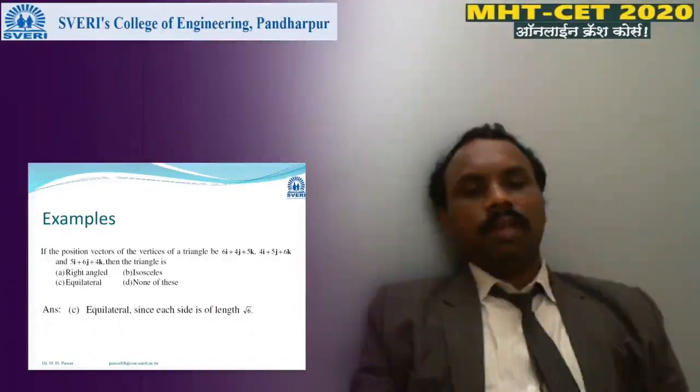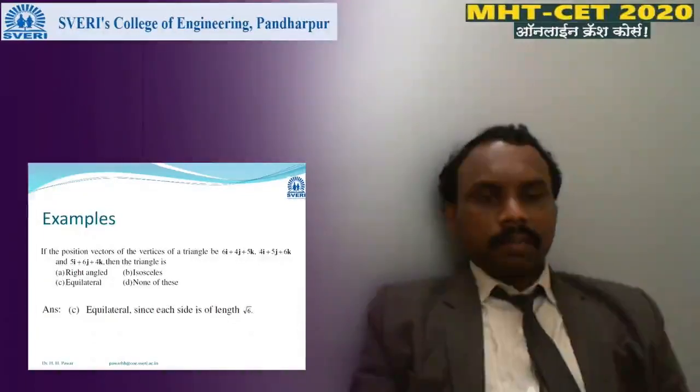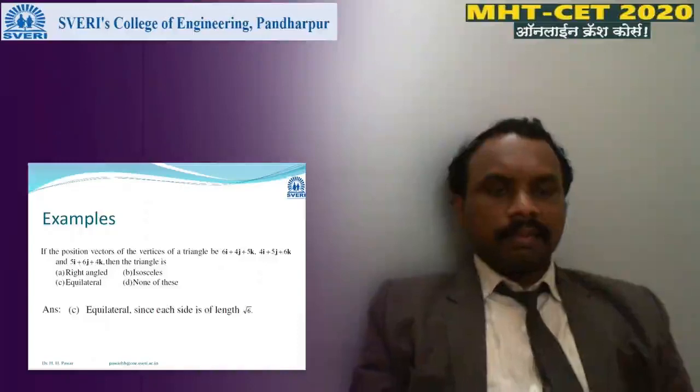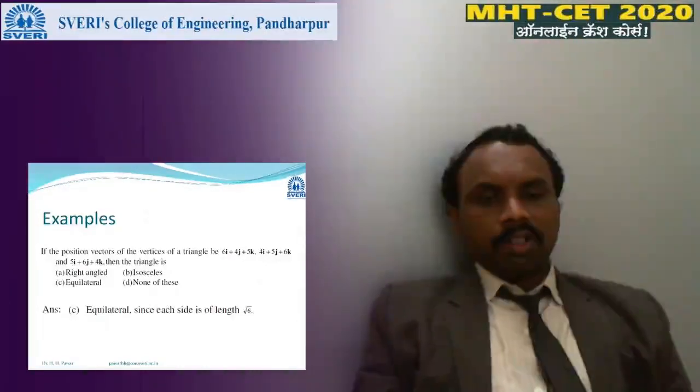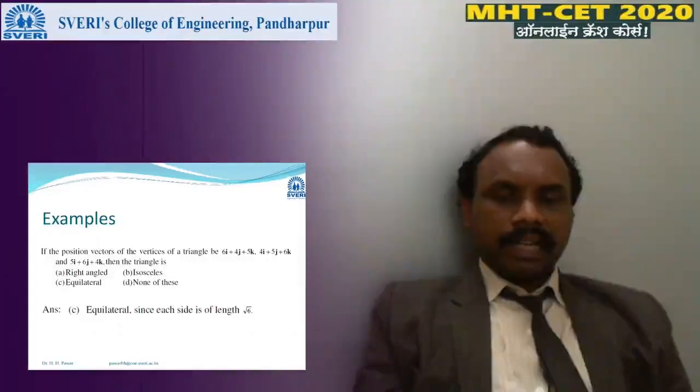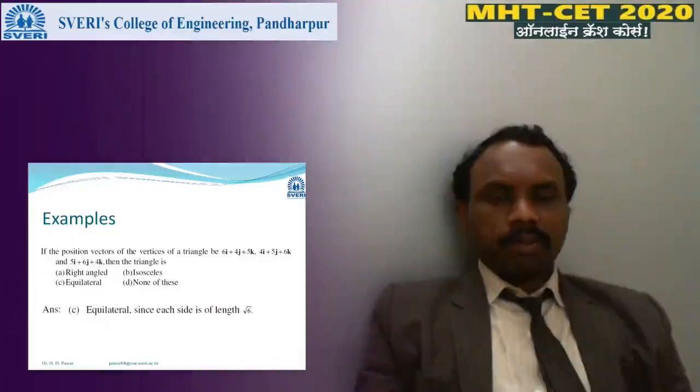Then first find out AB bar, which is equal to B bar minus A bar, which is obtained by 6I plus 4J plus 5K minus 4I plus 5J plus 6K, which gives us 2I minus J plus K. So if you find out the modulus of this, it is equal to square root of 2 square plus 1 square plus 1 square, which is equal to square root of 6. In the same way, we'll find the value of all the sides and we'll see that every side has length equal to square root of 6.